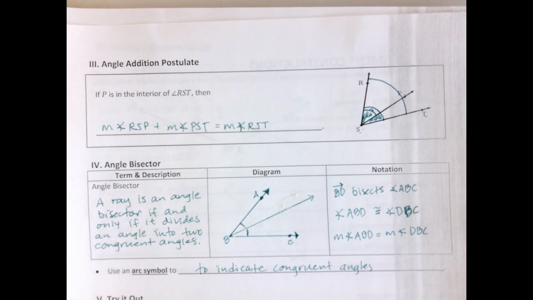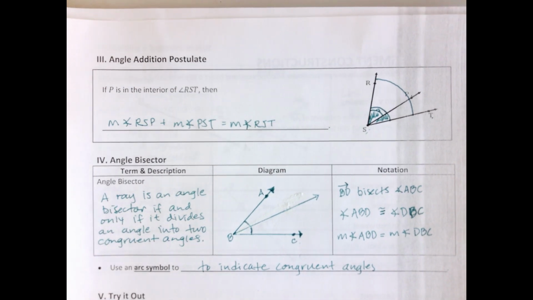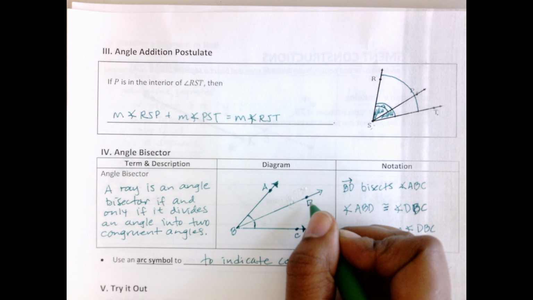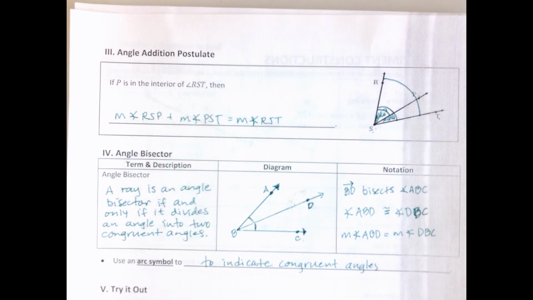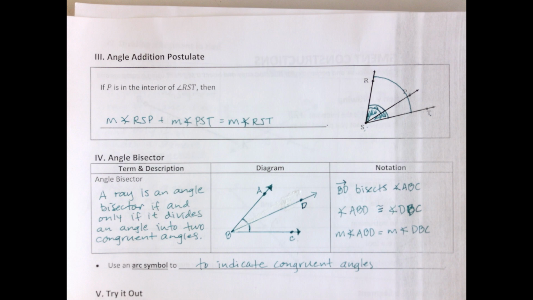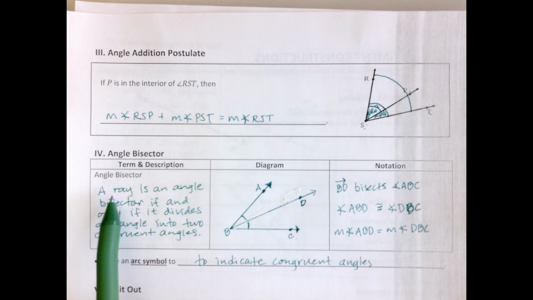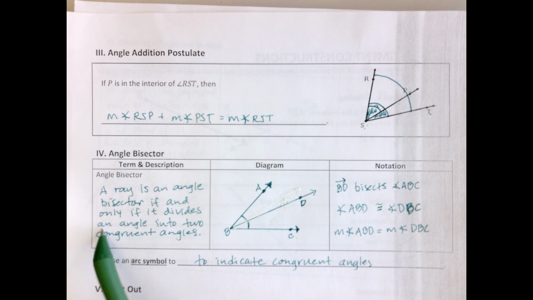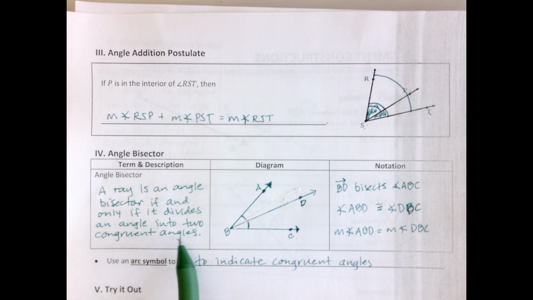And finally, we're going to talk about what an angle bisector is. So remember, we talked about a segment bisector. In this case, I actually forgot to label this. Whoops, that's supposed to be a D. In this case, we're just discussing angles rather than segments, okay? So an angle bisector is a ray. A ray is an angle bisector if and only if it divides an angle into two congruent angles.